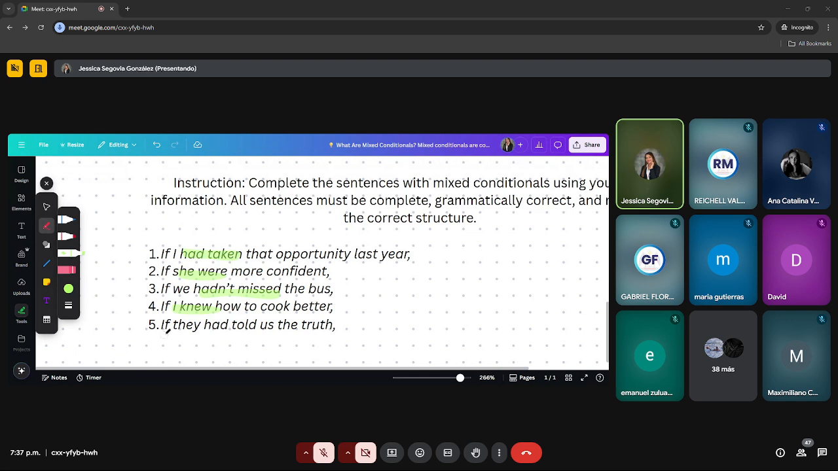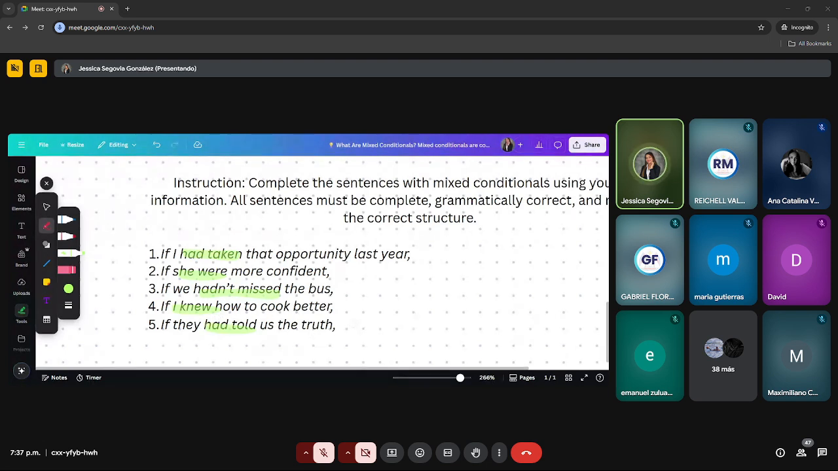Number five, if they had told us the truth, and then the rest of the sentence. If they had told is showing us a clear past perfect. It's past perfect because we have had as part of the structure and told as the past participle verb that we need to confirm this past perfect, which means that we are going to continue with a present result.